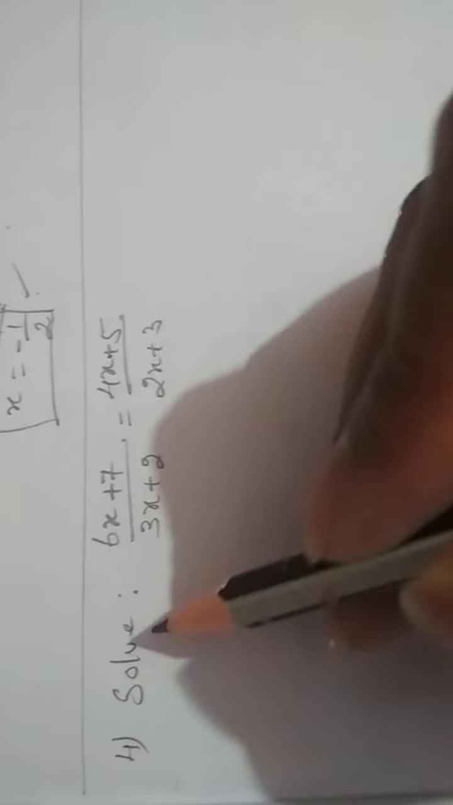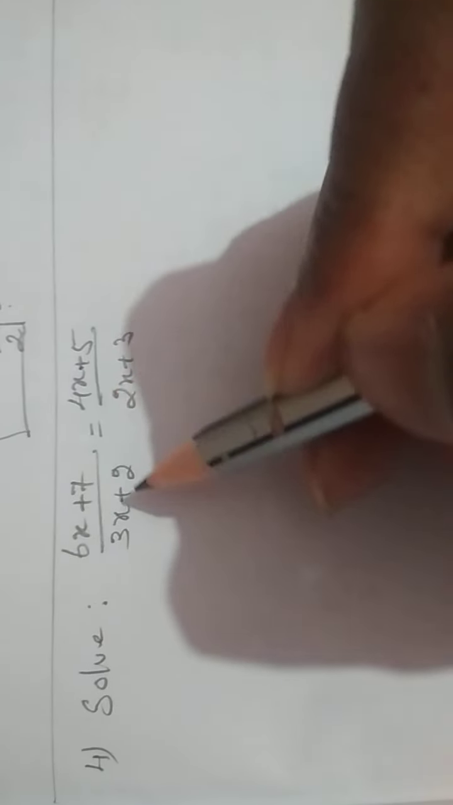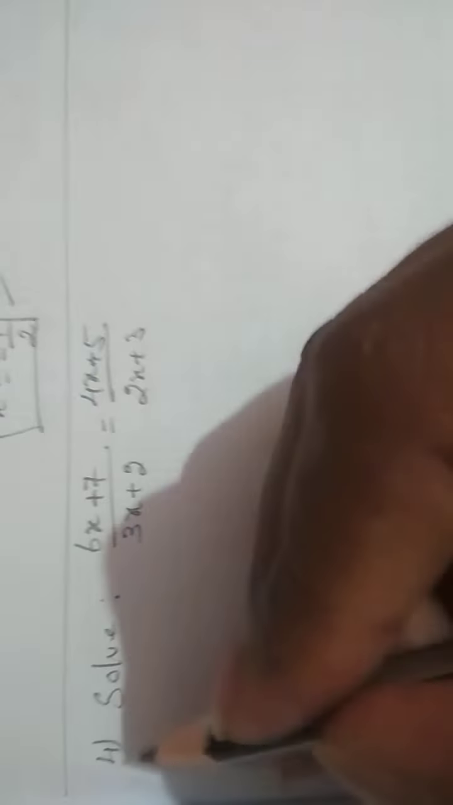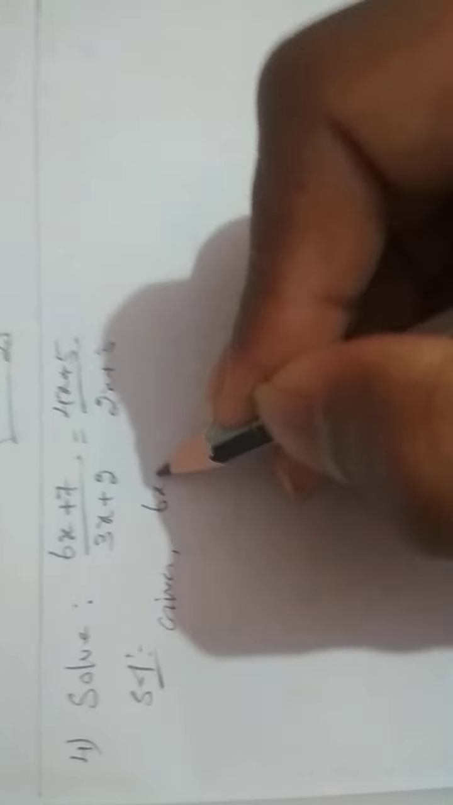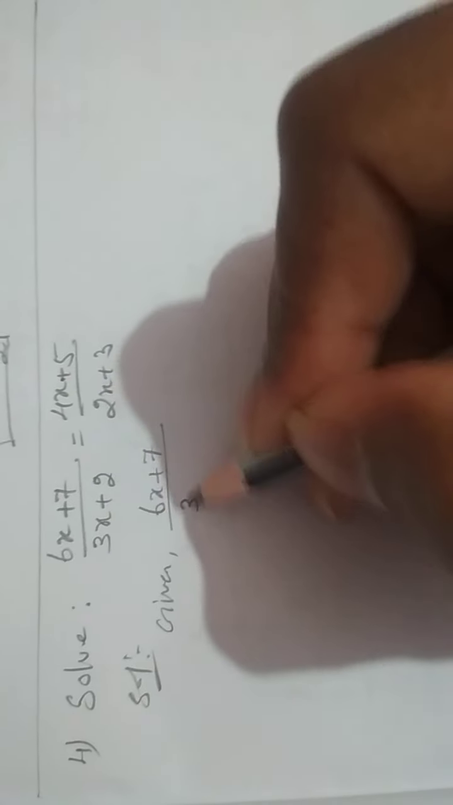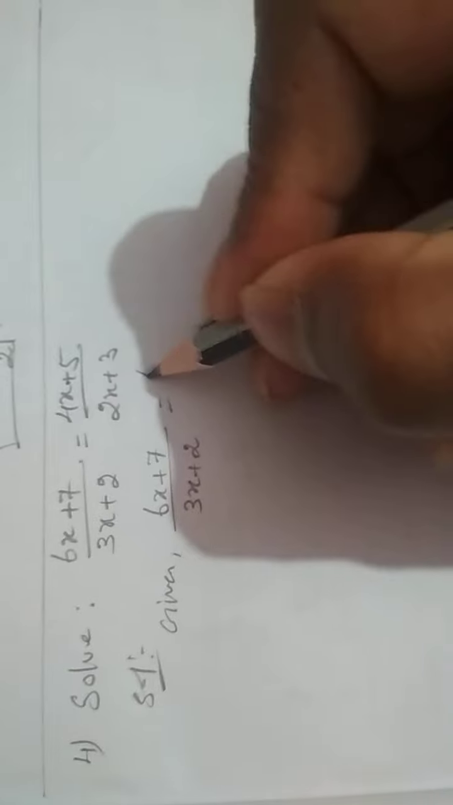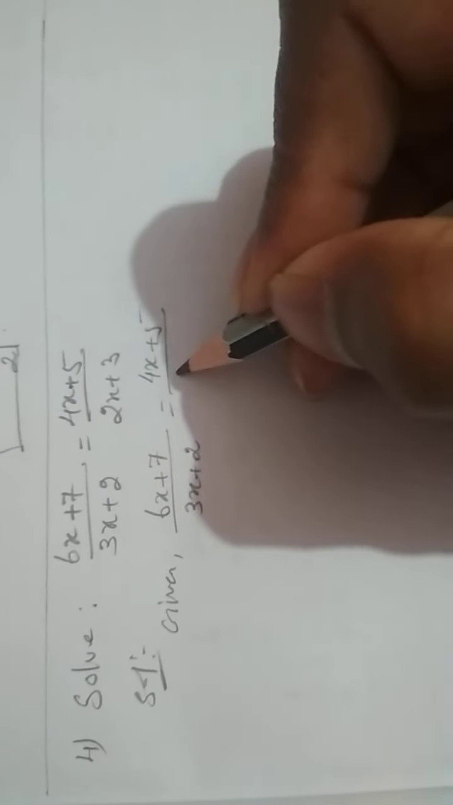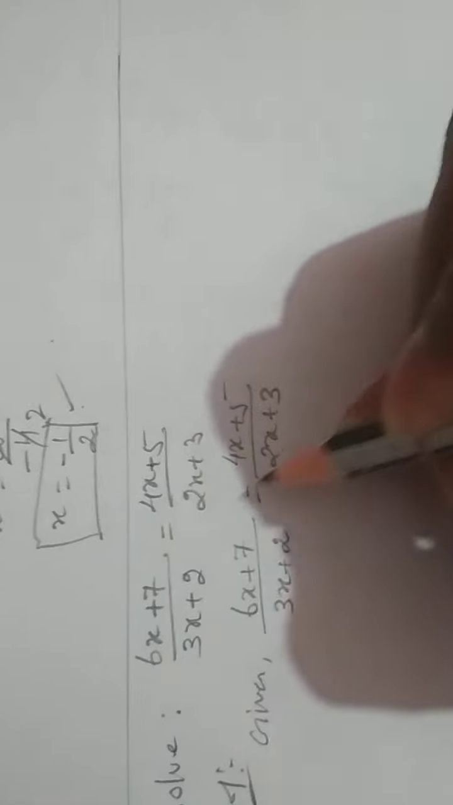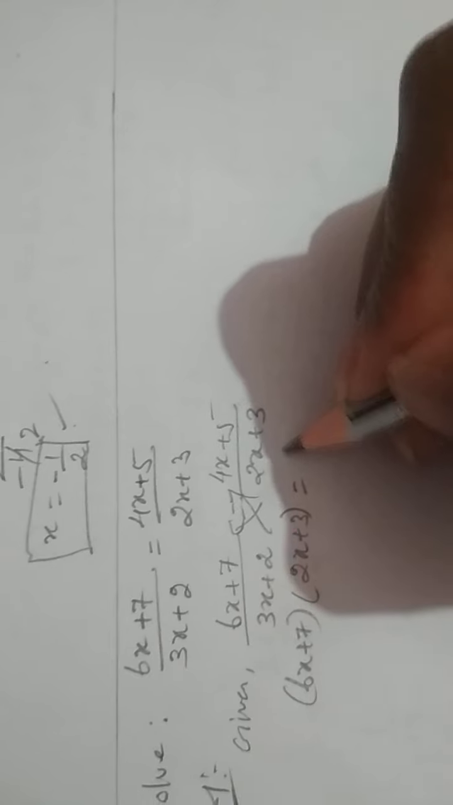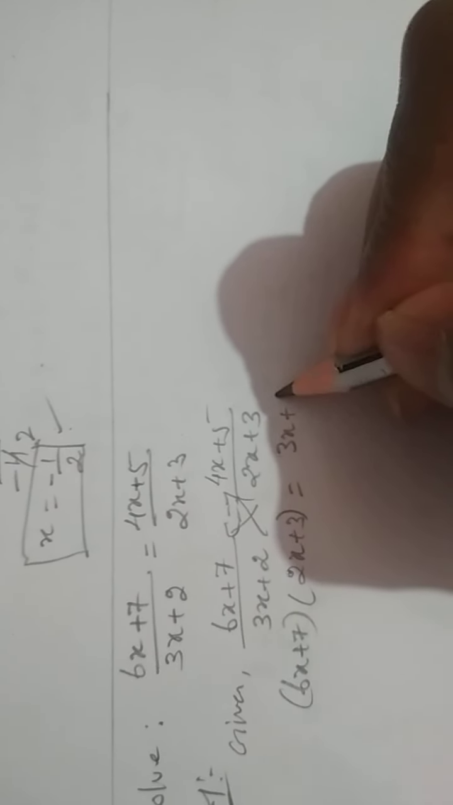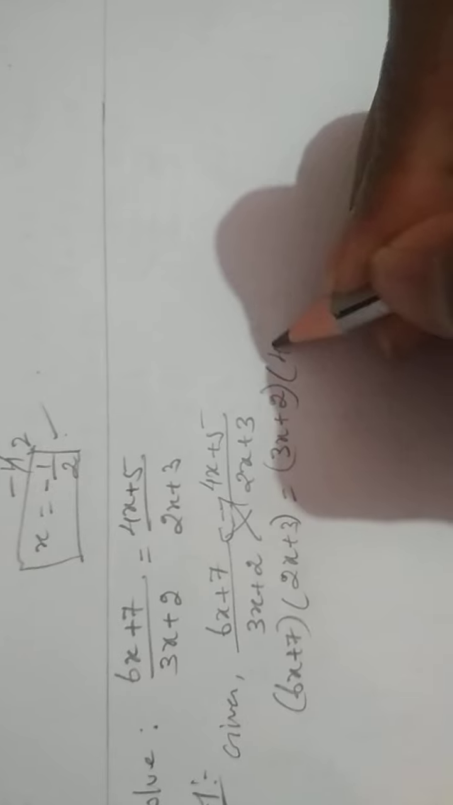Next, fourth question, solve 6x plus 7 by 3x plus 2 is equal to 4x plus 5 by 2x plus 3. Solution, given 6x plus 7 by 3x plus 2 is equal to 4x plus 5 by 2x plus 3. Next we do the cross multiplication. So 6x plus 7 into 2x plus 3 is equal to 3x plus 2 into 4x plus 5.